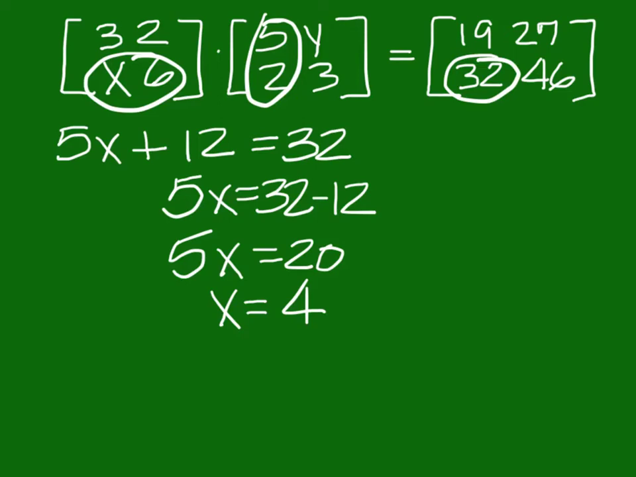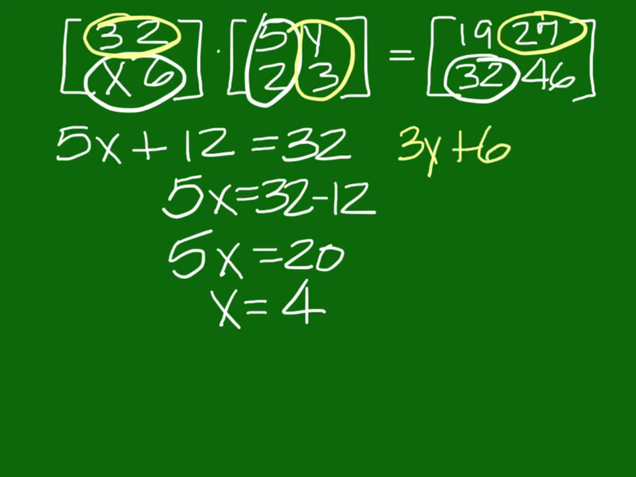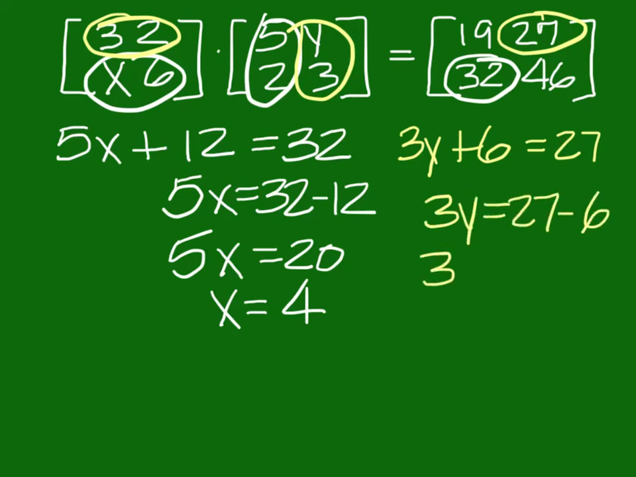Okay. If I want to solve for y, what row am I going to use in matrix 1? The first one. I'm going to use the first row, and what column in the second one? The second column. And if I'm going to use this and this, then what number does that pertain to? 27. Alright, so if I use row 1, column 2, and 27, that's going to give me 3y plus 6 equals 27. So 3y would be 27 minus 6, which is 21. What does y have to be? 7. So we'll have 4 and 7.